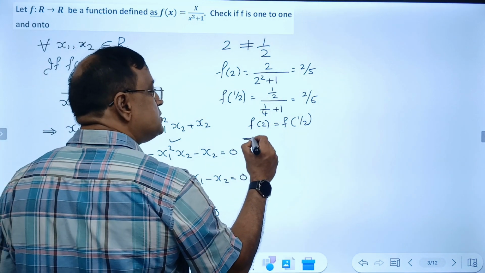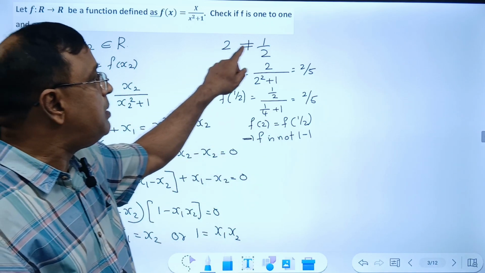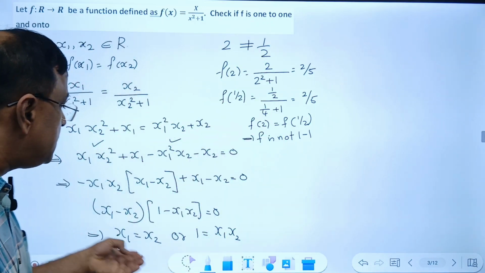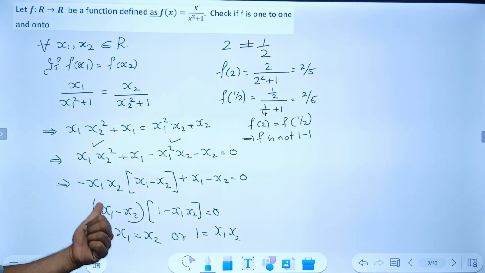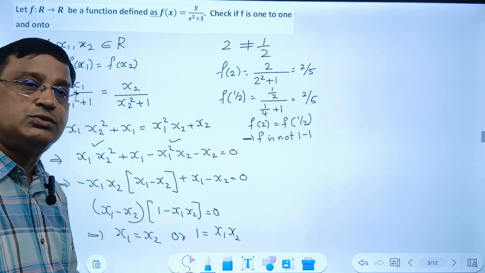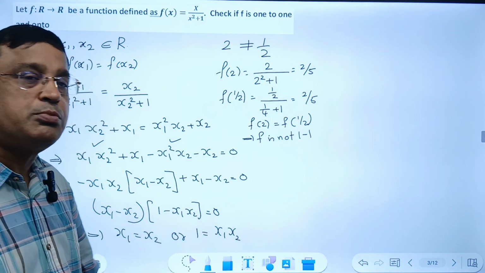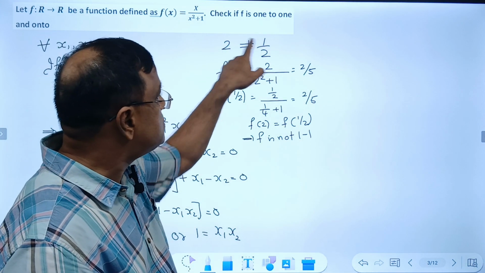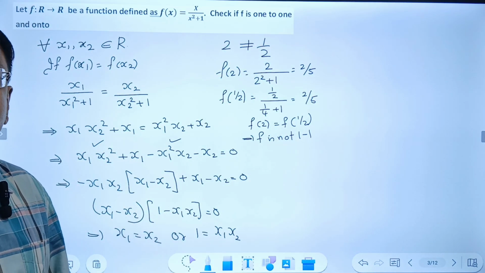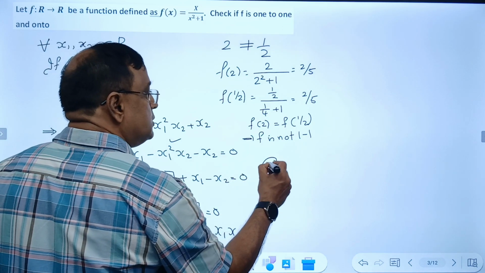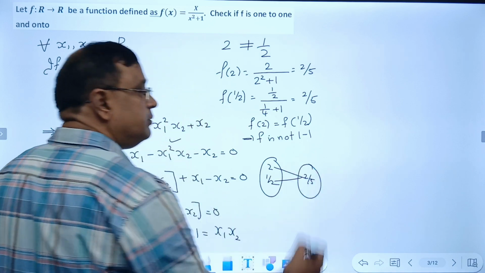This implies f is not 1 to 1. So how do I come up with this example? I came up with this example because when I did this, I had a situation where x1 equal to x2. Also I have x1 x2 is 1. Since I know x1 x2 is 1 also works for this, that means I have to select two numbers whose product is 1. So I selected two numbers whose product is 1 and they are different obviously. So f of 2 and f of 1 by 2 is the same. So that shows distinct images, that is 2 and 1 by 2 go to 2 by 5. So this is not 1 to 1.